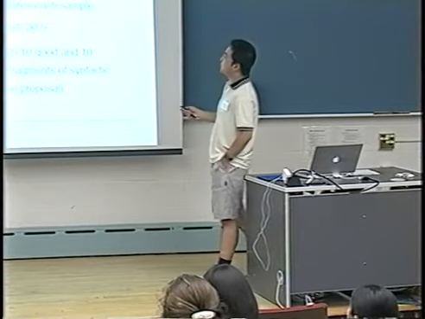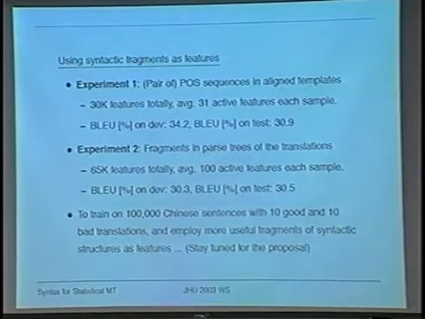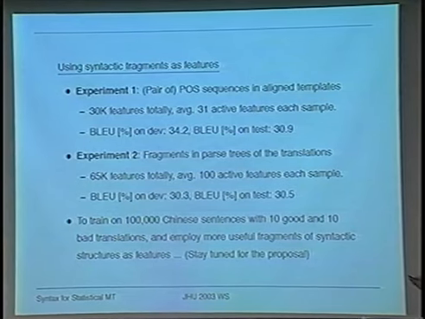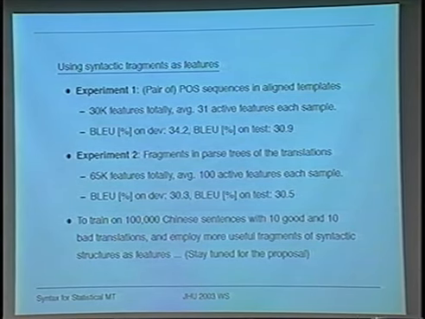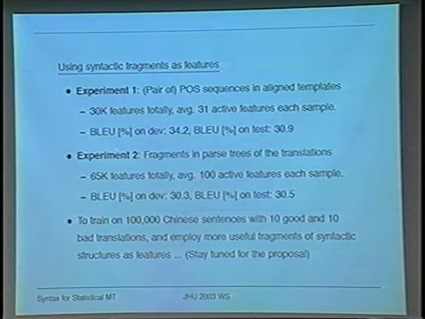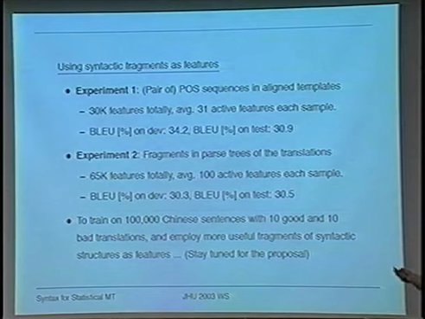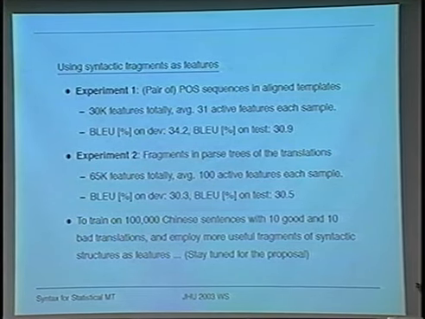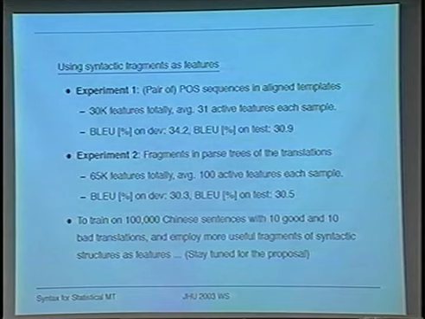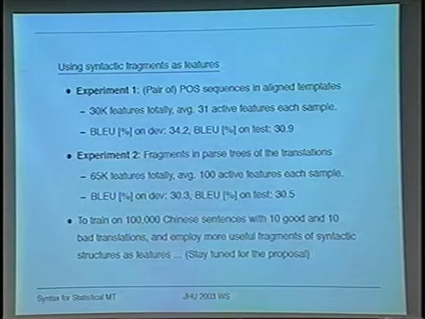And we have used two sets of individual features. One is to use pairs of POS sequences in a large template, and the feature space is 30,000, with on average 31 actual features for each example. And we get a very high BLEU score on the dev set, which means that this is very discriminating, and the BLEU score on the test set is not bad. So it tells us that in this way, those individual features are very discriminating. We hope that if we have a larger training set, we may get better results.